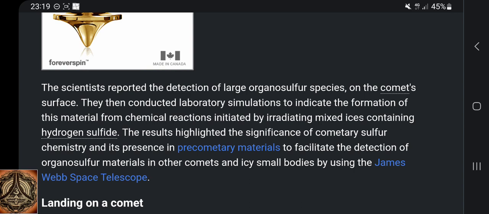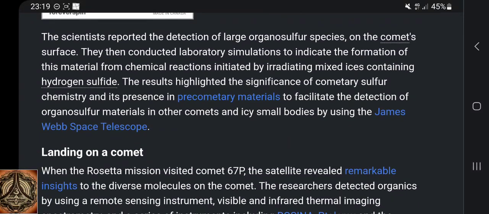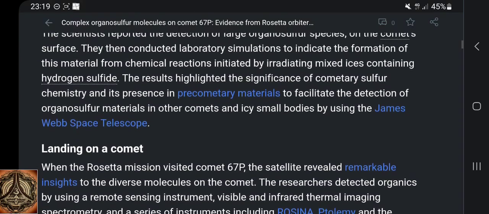The results highlighted the significance of cometary sulfur chemistry and its presence in precometary materials to facilitate the detection of organosulfur materials in other comets and icy small bodies. Yeah, because many think comets are icy bodies. By using the James Webb Space Telescope.